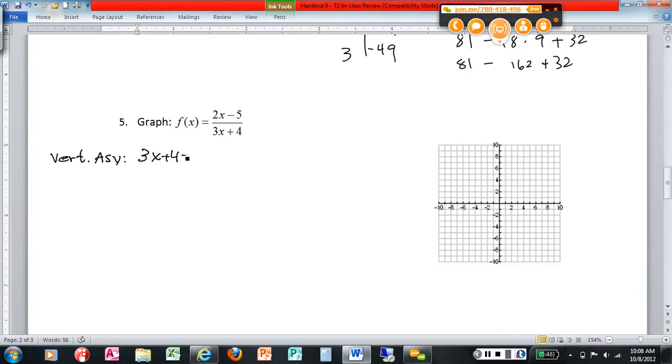3x plus 4 equals 0. That gets me, subtract 4, 3x equals negative 4, divided by 3. So the vertical asymptote's negative 4/3. So we draw, that's negative 1 1/3. So at negative 1 1/3 we draw a dotted vertical line.